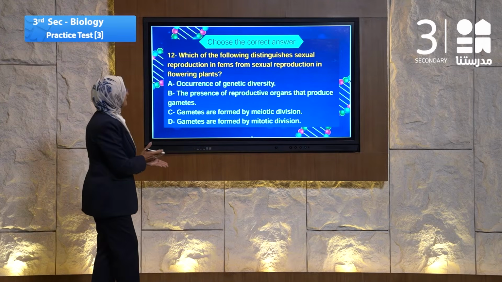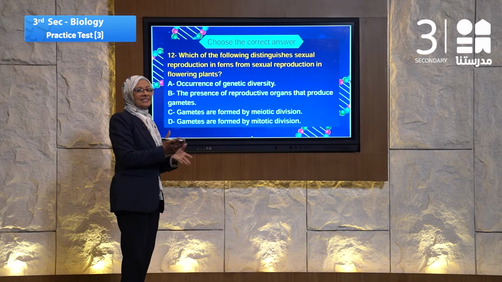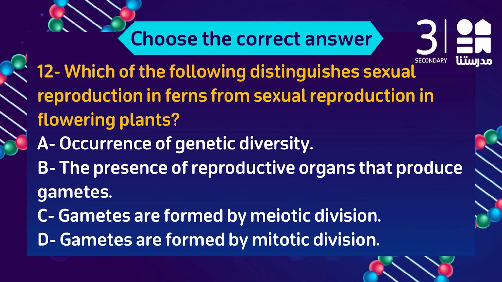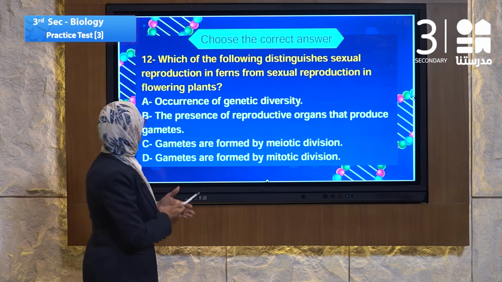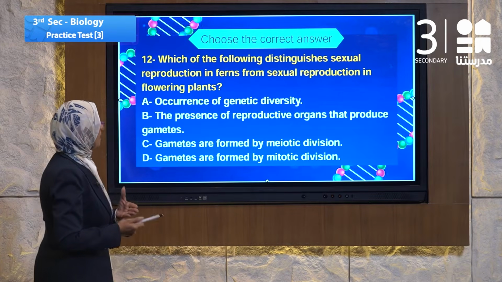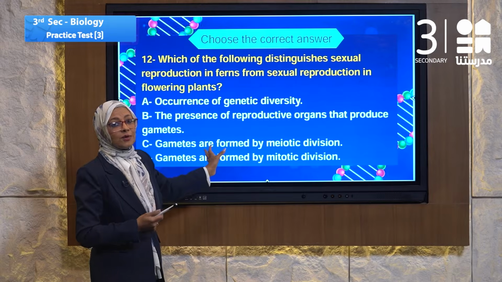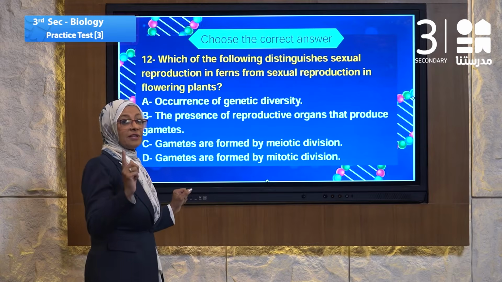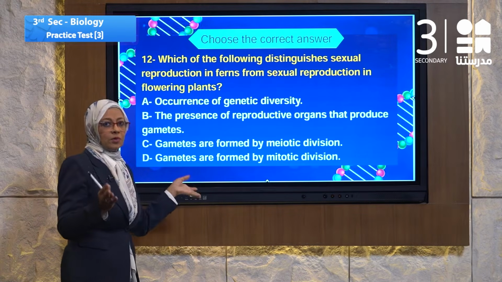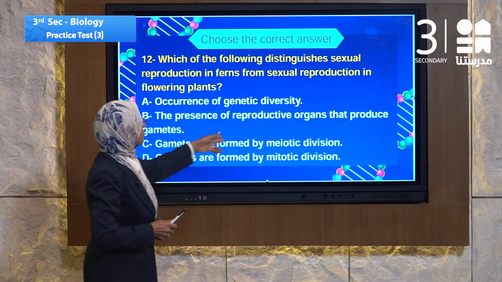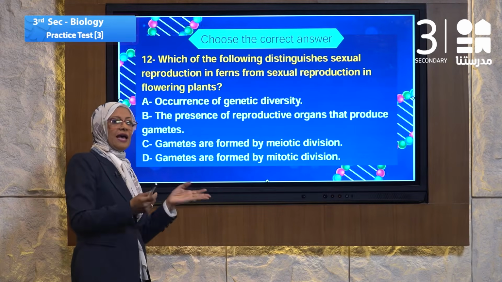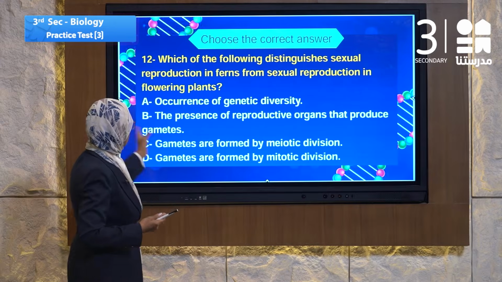Question number 12 speaks about reproduction again. Let's read the question and find the answer together. Which of the following distinguishes sexual reproduction in ferns and sexual reproduction in flowering plants? There is a comparison between them, ferns and flowering plants. They are both sexual reproduction. There is one difference between them. The first one is occurrence of genetic diversity. Yes, they both have it. Number B, the presence of reproductive organs that produce gametes. Yes, they both have reproductive organs that produce gametes.